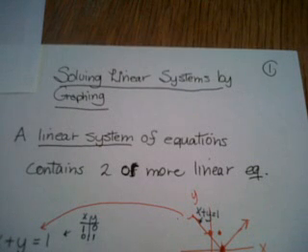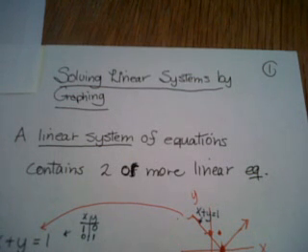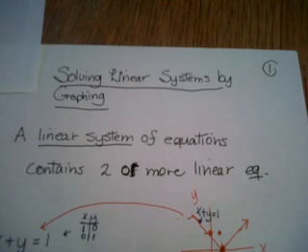So now we're going to take a look at solving systems of linear equations. A linear system of equations is a set of equations that contains two or more linear equations. And we're going to learn three different ways on how we can solve those. The first method we are going to use is solving linear systems by graphing.